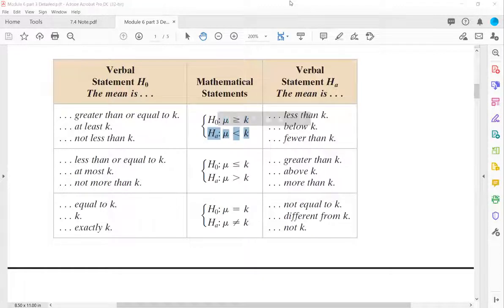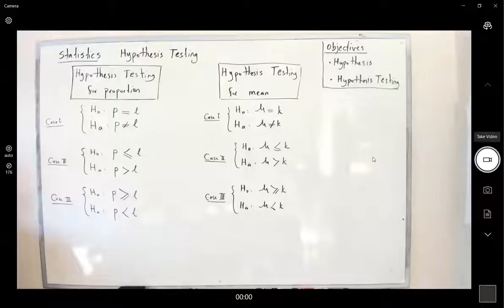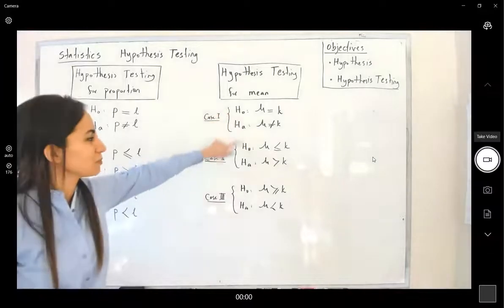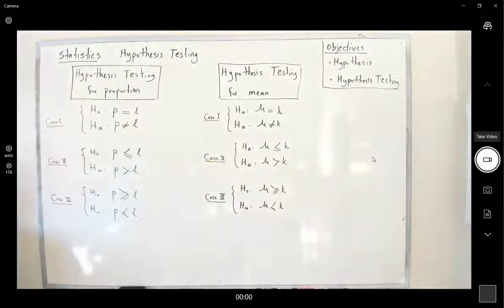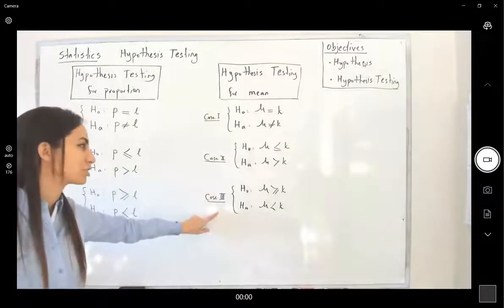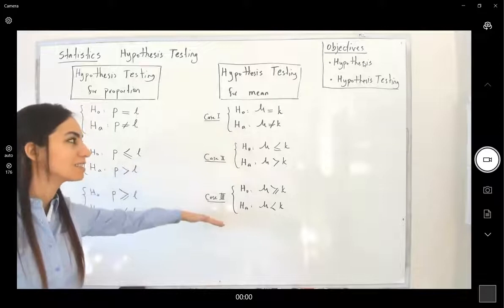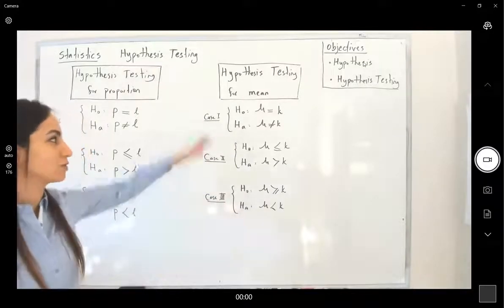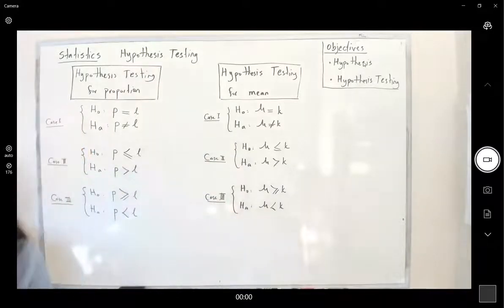Again, take a look at the board. This is our very first case. Our second case, and finally, the third case. All of these are listed, and the table there gives you the keyword for each of these.